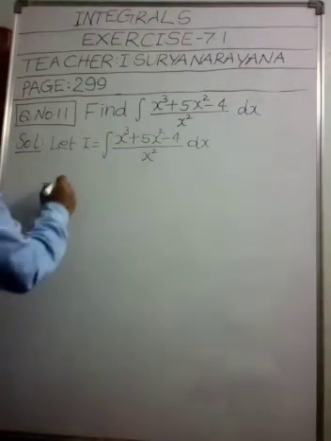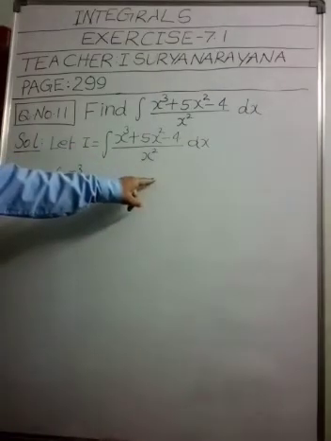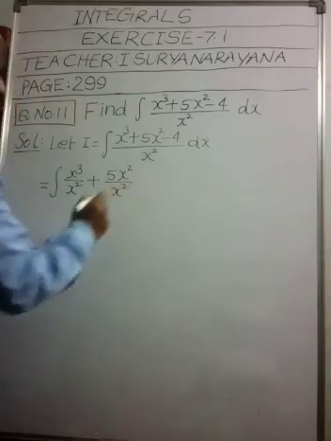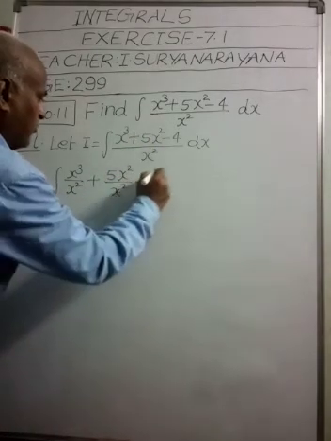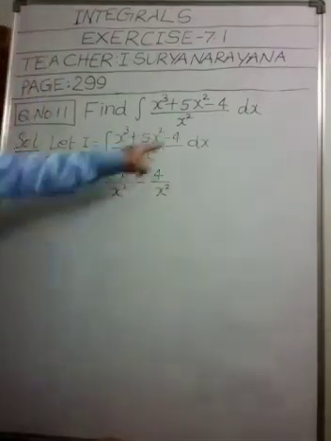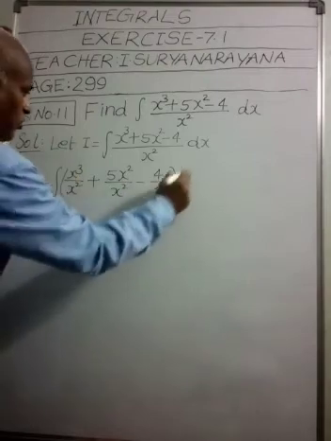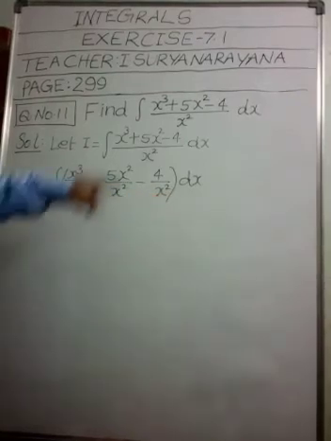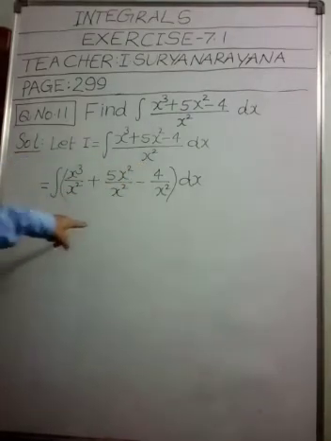So integral x cube by x square plus 5x square by x square, understood the second term, my children, right, minus 4 by x square, understood this third term, whole dx. Understood this step? We divided each and every term of this expression by this monomial, then we got this step.